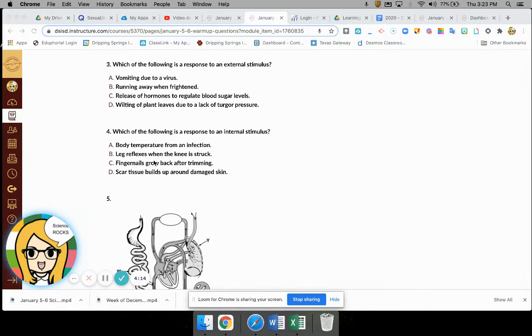All the other things, striking your knee, fingernails growing back, trimming, scar tissue around a cut, damaged skin, those are all external responses, external stimuli. You cut your fingernails. That's an external response. You cut your skin. That's an external stimulus. You strike your knee. That's an external stimulus. The only one that's internal is an infection. So number four was body temperature changing from an infection.